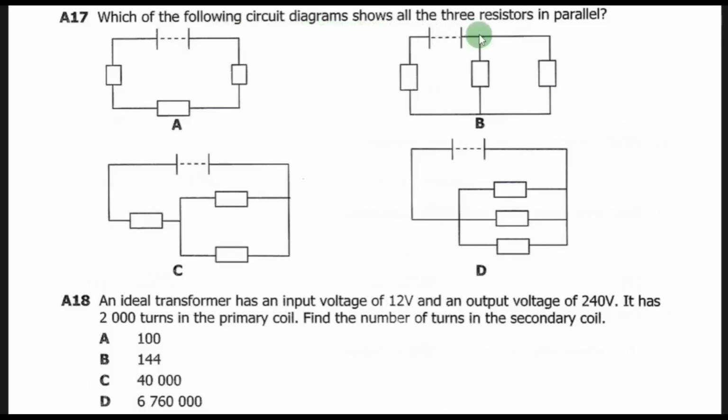All right, so let's go to question A17, which says: which of the following circuit diagrams shows all the three resistors in parallel? Parallel is when current does not pass through all of them one after the other. Current should reach a junction, and some goes into one resistor, some into another.